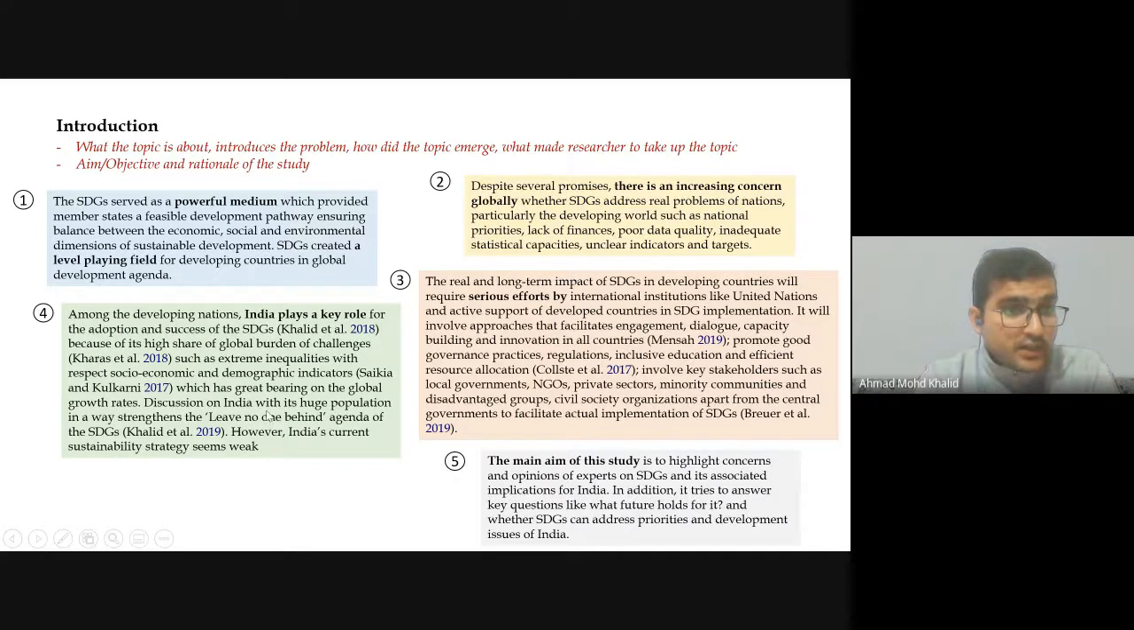India has large inequalities, socioeconomic problems, and the demographic indicators are also weak. India has a large global burden of health challenges. So these are the different reasons the author cites, and this is the reason he has taken up India, and India's role is crucial. So these aspects also come into your introduction section.